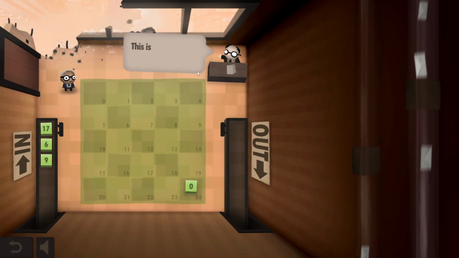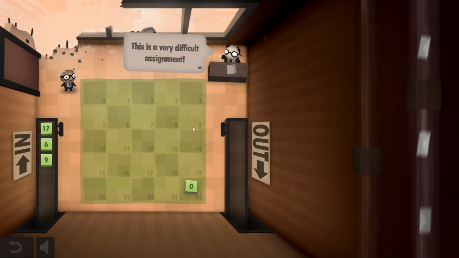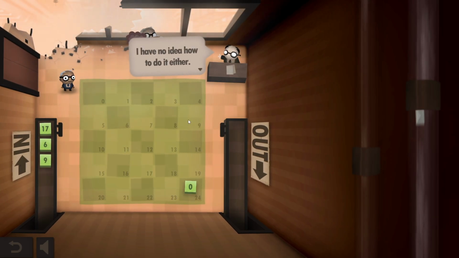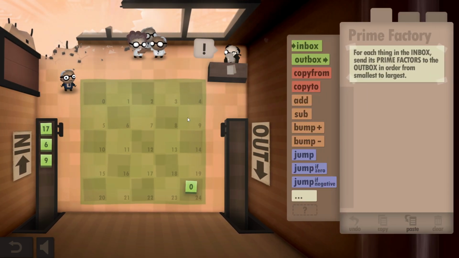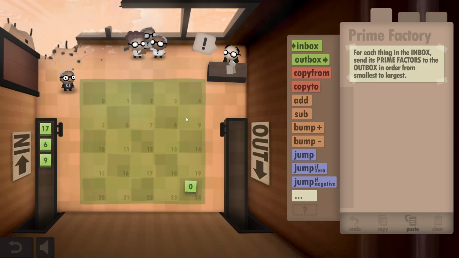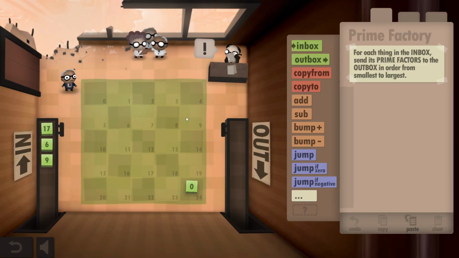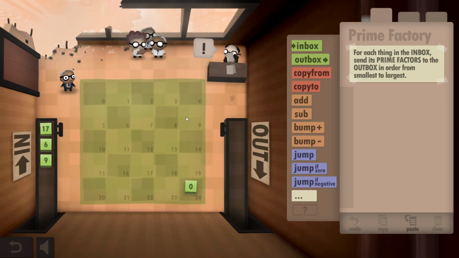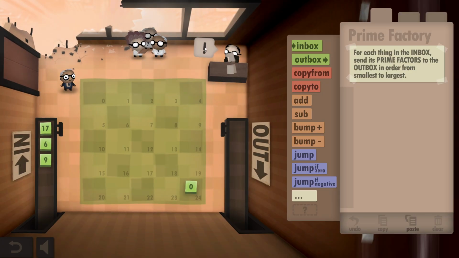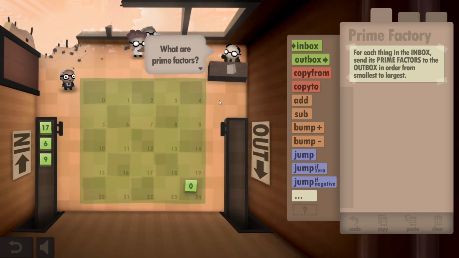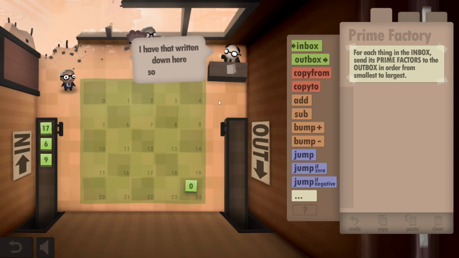Okay. This is a very difficult assignment. I have no idea how to do it either. For each thing in inbox, send its prime factors to outbox in order from smallest to largest. I'm assuming we're dealing with prime numbers. I have no clue what they mean by prime factors, but he's gonna tell us. Tell me more. What are prime factors?